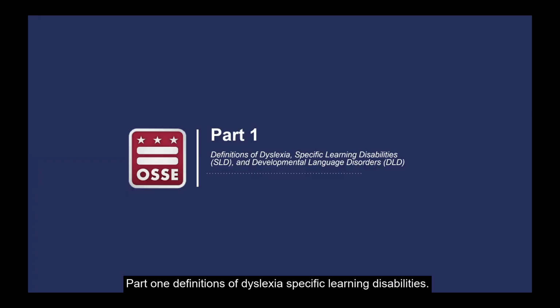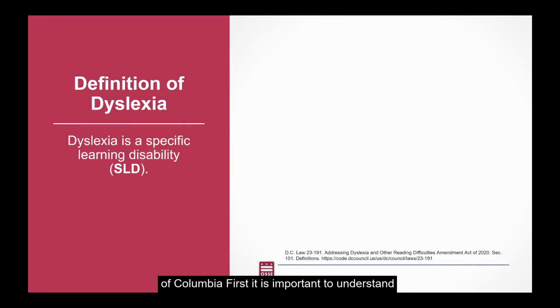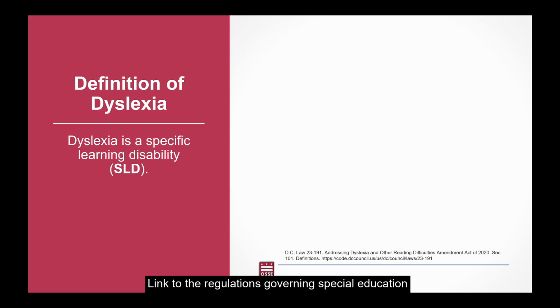Part 1, Definitions of Dyslexia, Specific Learning Disabilities, SLD, and Developmental Language Disorders, DLD. How do we define dyslexia in the District of Columbia? First, it is important to understand that, according to the regulations governing special education programs for students with disabilities in D.C., dyslexia is not recognized as its own disability category, but a condition recognized under the disability category of specific learning disability, SLD. A link to the regulations governing special education programs for students with disabilities in D.C. is listed on the resource page at the end of this module.